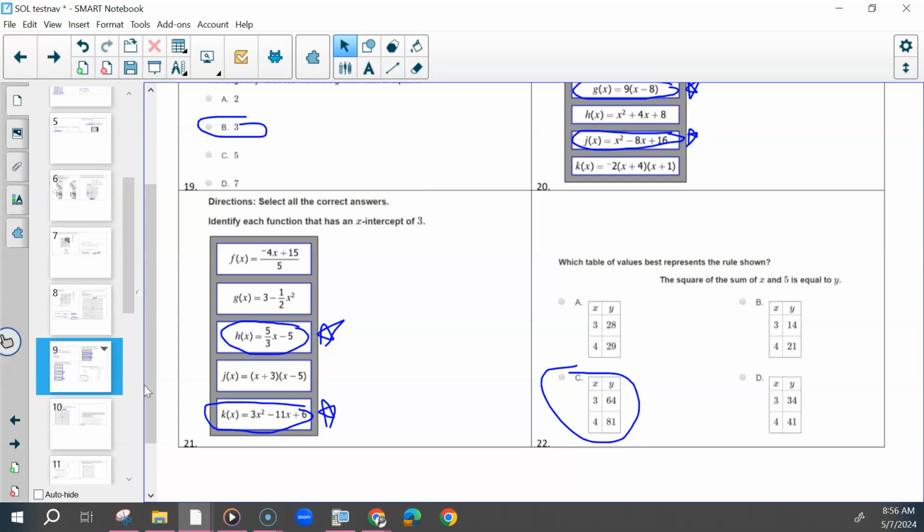And the functions that have an x-intercept of 3, the h of x and the k of x. And then on Monday, 22 through 28, the rest of the packet is due. Do we have any questions we want to see done by hand or in questions on any of those?